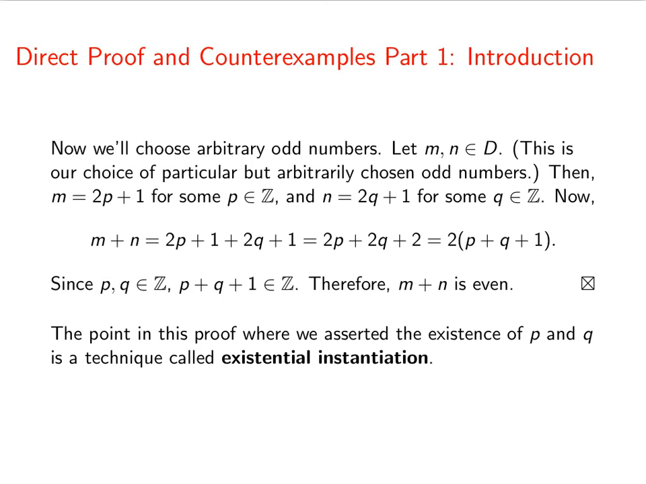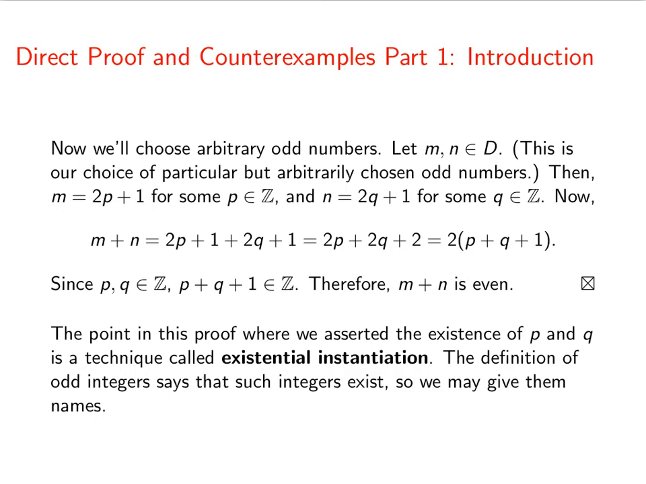Now there's a point in this proof where we asserted the existence of p and q, here and here. This is a technique that's called existential instantiation. We knew that m and n were odd numbers, and therefore there was this p and q that existed. So the definition of odd integers says that such integers exist, so we can give them names and then use them in the proof.